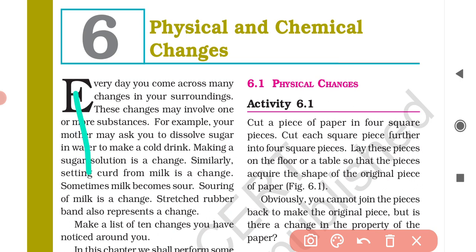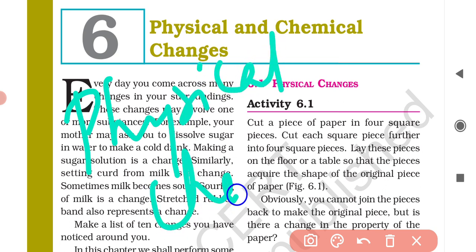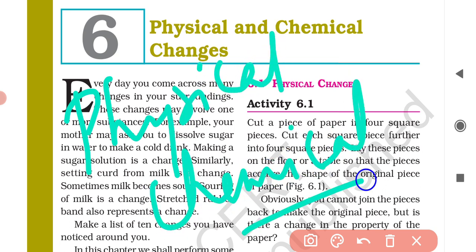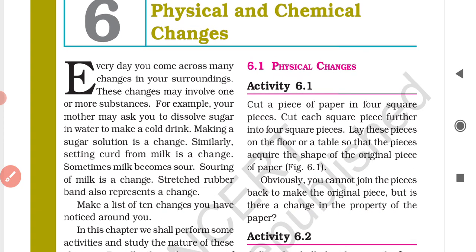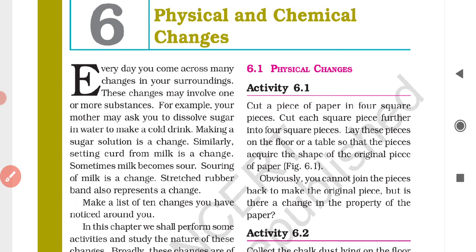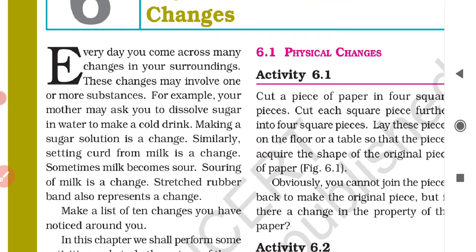That is physical change and chemical change. Okay, we are going to study these two types of changes in this chapter, physical changes and chemical changes. So let's see the introductory part of your book. Every day you come across many changes in your surroundings. These changes may involve one or more substances. For example, your mother may ask you to dissolve sugar in water to make a cold drink.